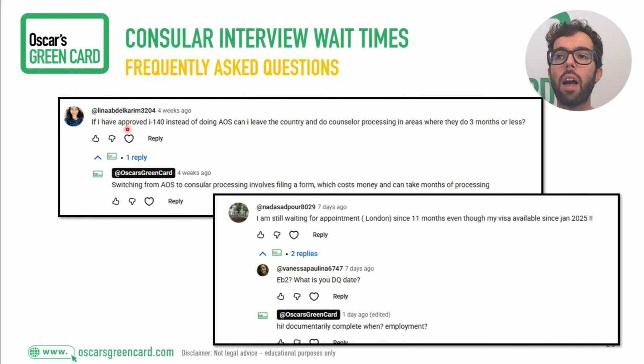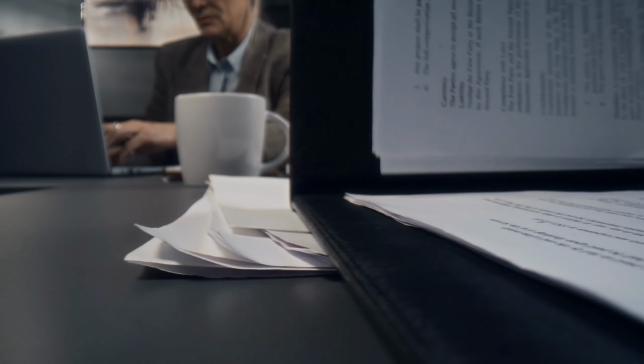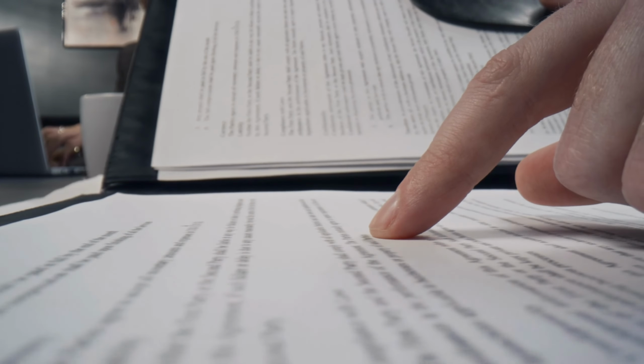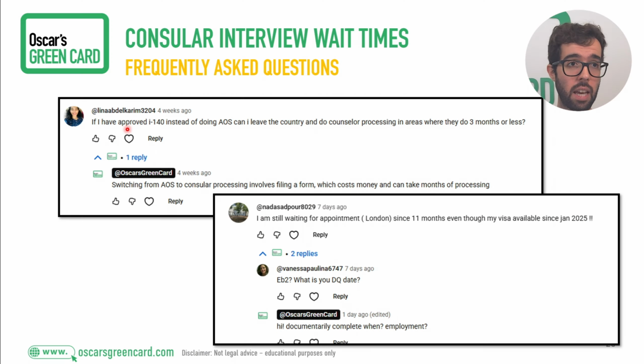And then we have a question: if I have an approved I-140, instead of doing adjustment of status, can I leave the country and do consular processing in areas where they do 3 months or less? And here our answer was yes, but switching from adjustment of status to consular processing involves filing a form, which costs money and can take months of processing. So it's always easier to do the opposite change than a change in this direction.